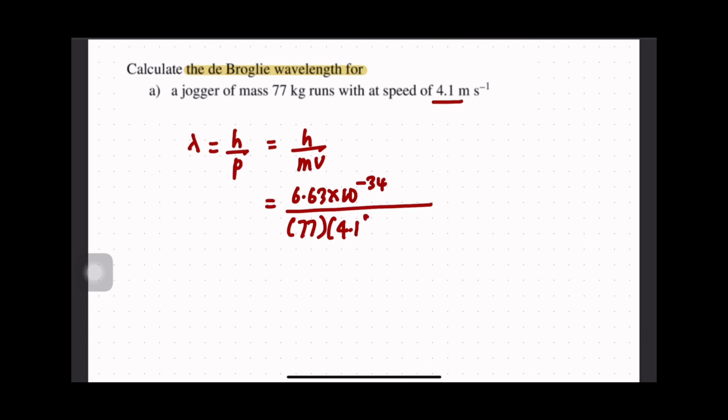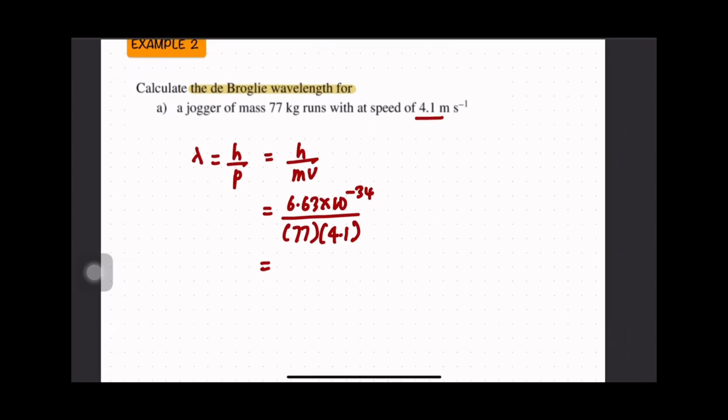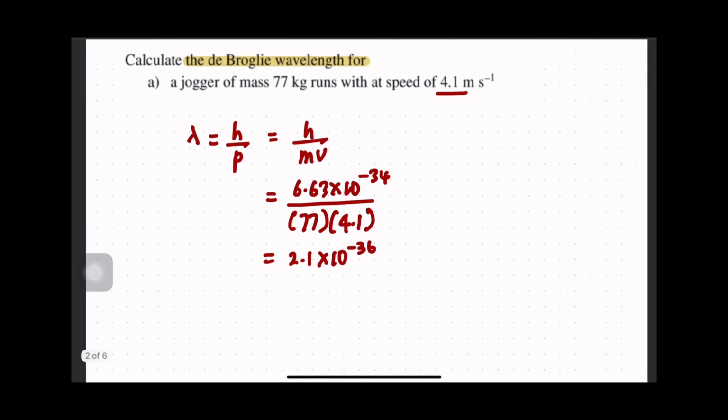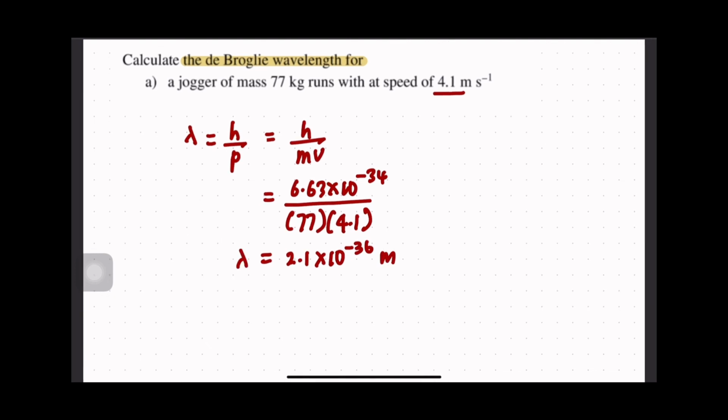Oh, banyak betul lah saya nak kira. Okay. So direct je. Okay, terus dah dapat nilai. Okay, 6.63 exponent negative 34 divide by 77 and divide by 4.1. Okay, 2.1 times 10 to the power of negative 36 meter. Uish, dia. Right.